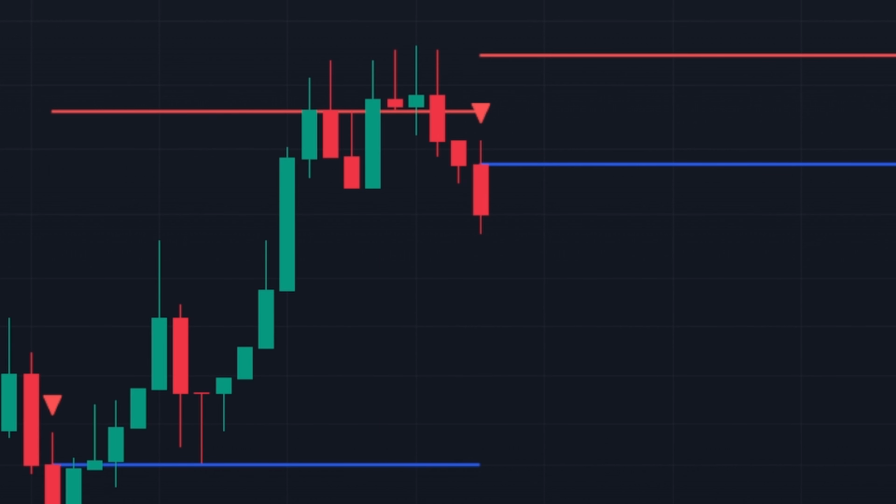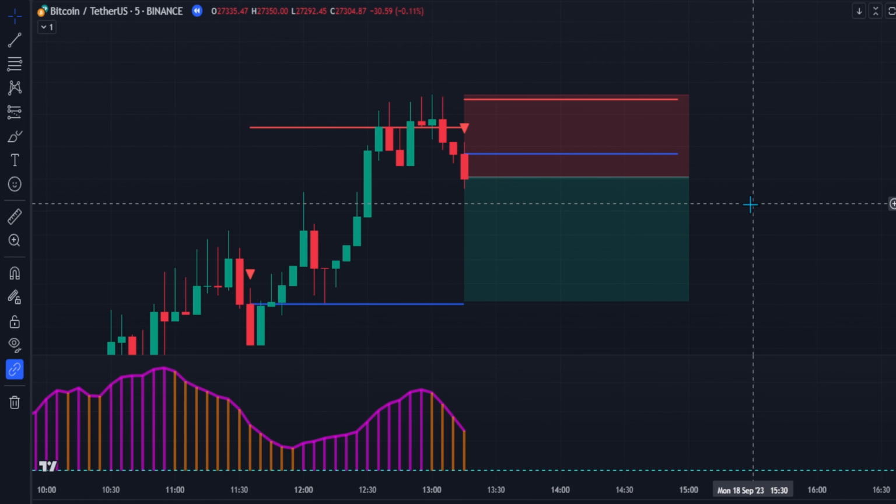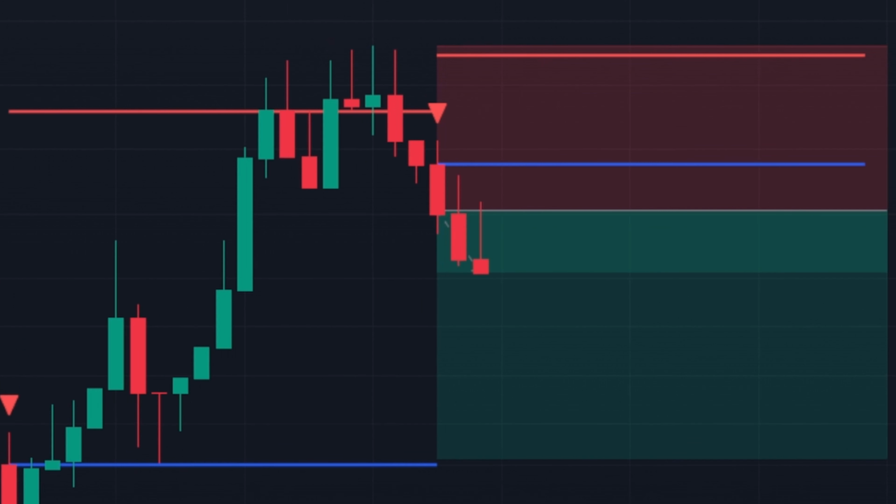Put your stop loss at the recent swing high. And for the target, we will set it at 1.5 times the risk. Now let's see how this trade plays out. As you can see, that's profitable. Let's try that one more time.